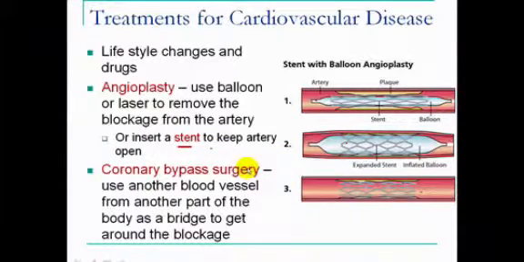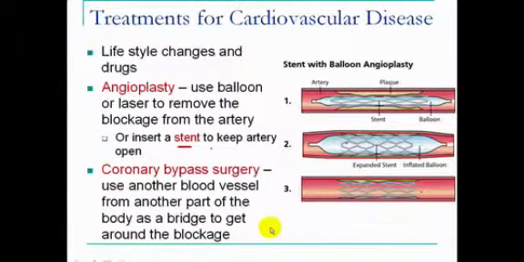Now what's more invasive, but the results from it are longer lasting, a little more permanent, is coronary bypass surgery. With coronary bypass surgery, it's open heart surgery, so they have to open up your thoracic cavity. So they basically cut through your rib cage, open you up, stop the heart, and put you on a bypass machine.